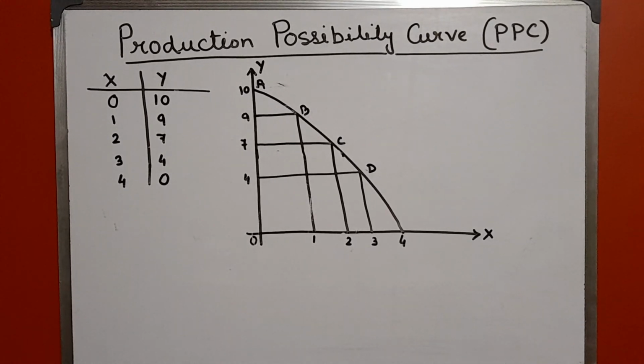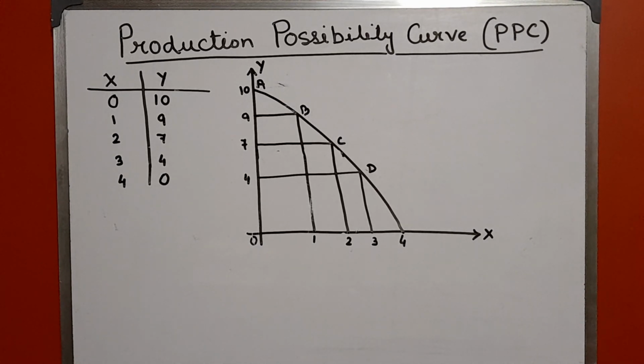Now this chart, when plotted on a graph paper, gives a curve, and this curve is known as the production possibility curve. Just like I have drawn here the curve for you, I have taken X commodity on the horizontal axis and Y commodity on the vertical axis. At point A, when 10 units of Y are produced, 0 units of X are produced, no X is produced, okay? 0 units means no X. Then coming to point B, when 9 units of Y are produced, then 1 unit of X is produced.